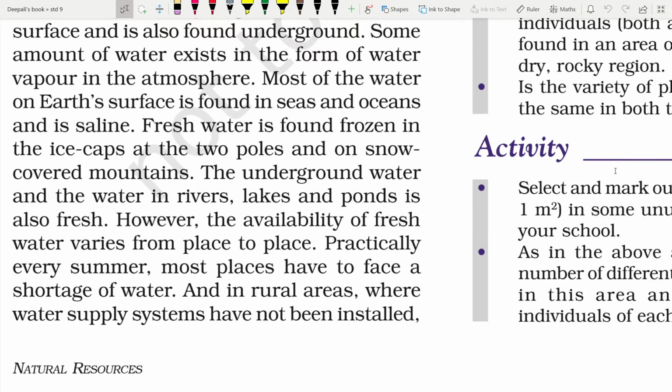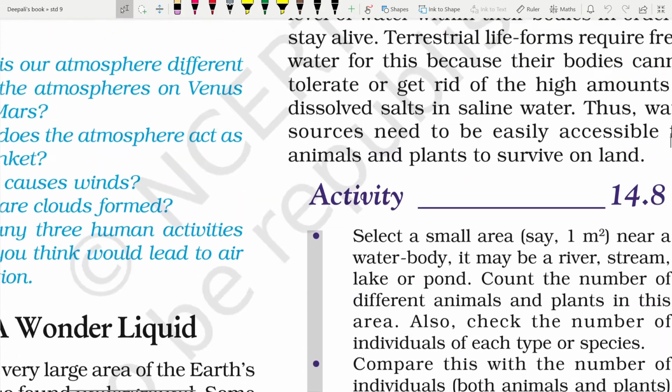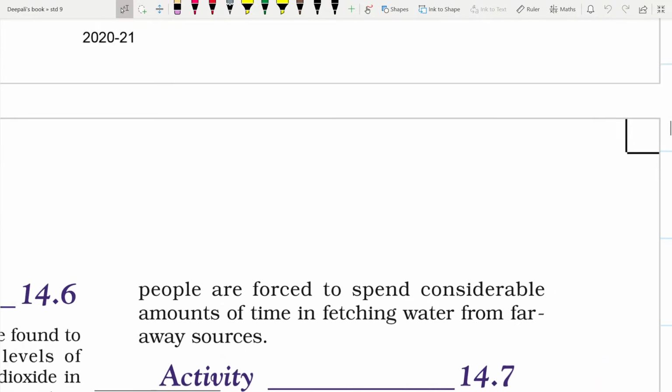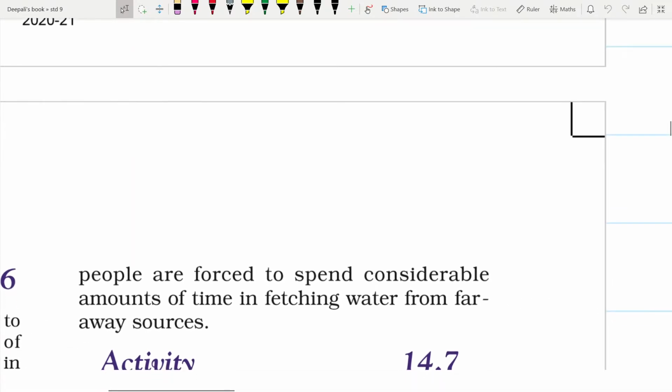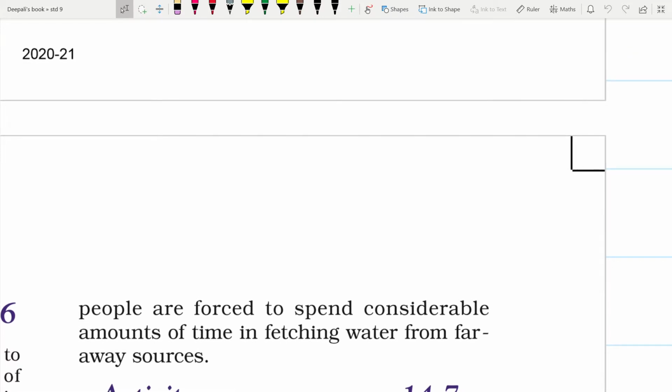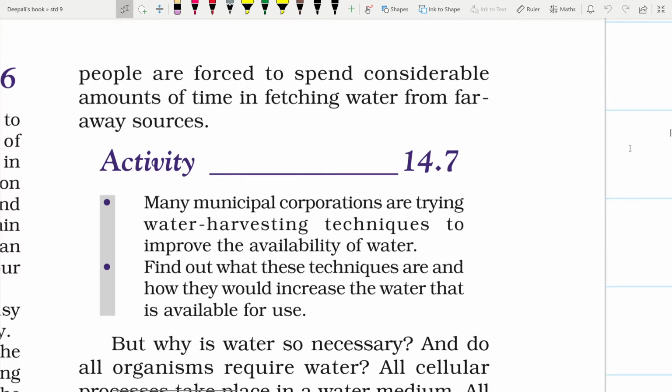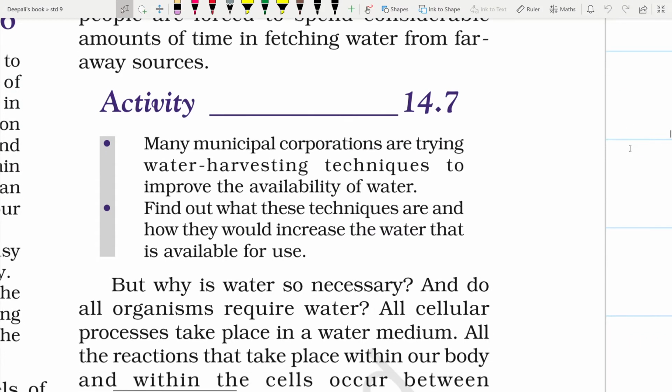Practically every summer, most places have to face a shortage of water, and in rural areas where a water supply system has not been installed, the drinking water availability is very less, and so people are forced to spend a considerable amount of time in fetching water from faraway resources. Many municipal corporations are trying water harvesting techniques to improve the availability of water. Find out if you have a water harvesting system around you or in your house.